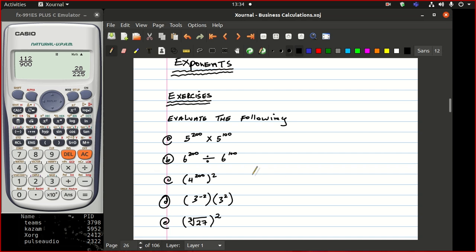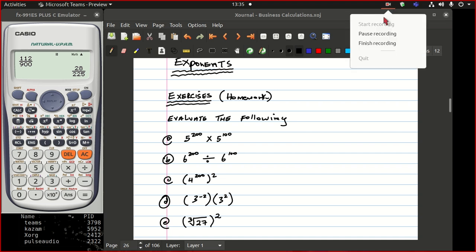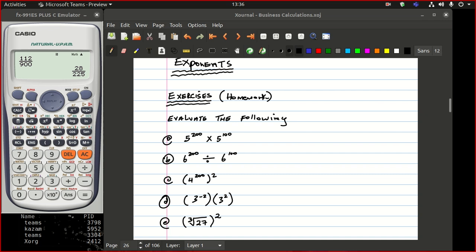So these are the exercises I would like us to do. Of course, if we don't have time, we will actually take them as homework. Let us proceed now. I think we actually did get some time off.